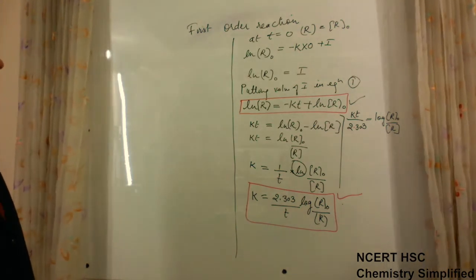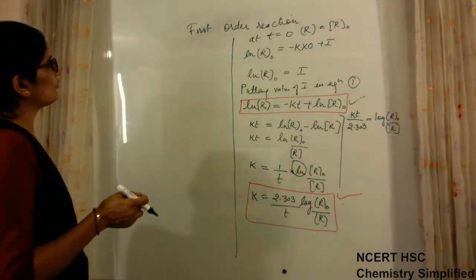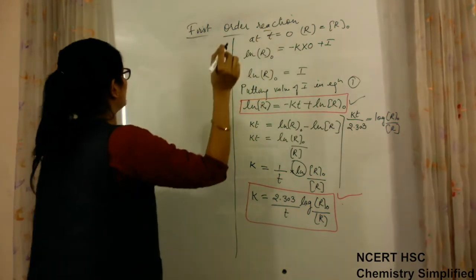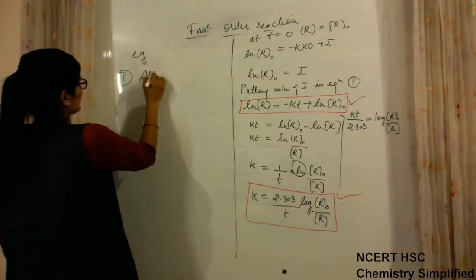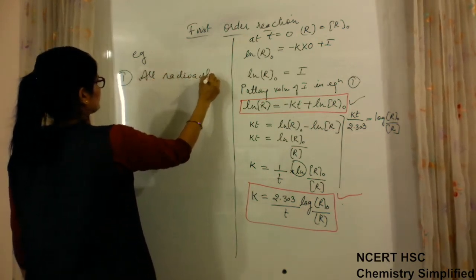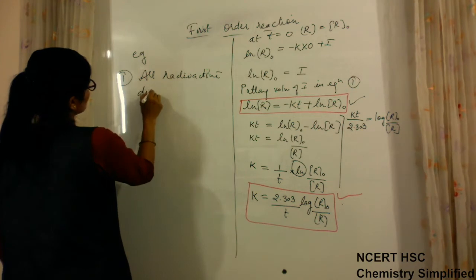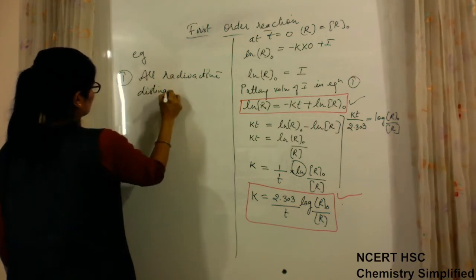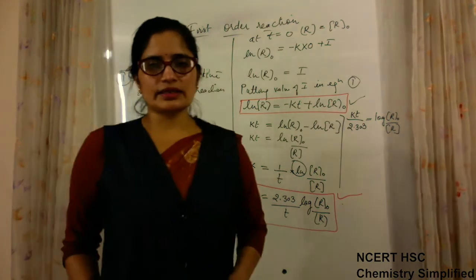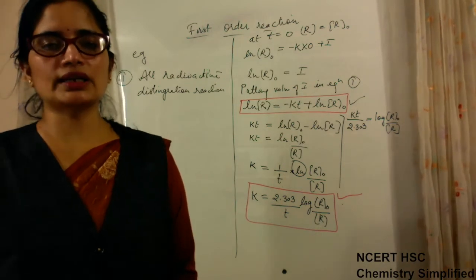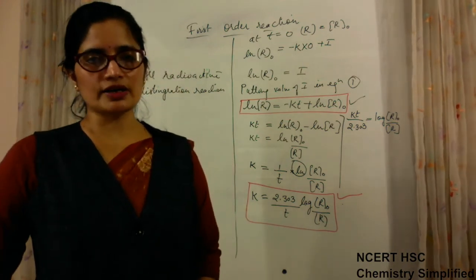Now, half-life of this. Okay, after completing that, first let us do the examples of reactions generally having first order kinetics. So the first example which you have to remember is that all radioactive disintegration reactions are examples. Radioactive decay of any particular molecule or atom is always a first order reaction.